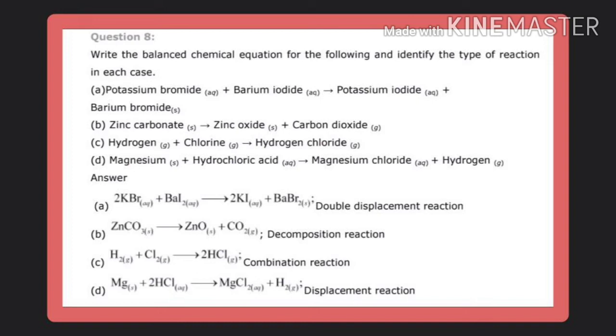And the fourth one, magnesium plus hydrochloric acid gives magnesium chloride plus hydrogen gas. This is an example of, you see magnesium is displacing hydrogen and taking its place, so it is an example of displacement reaction. Balance these reactions on your own. Okay, it will be good practice.